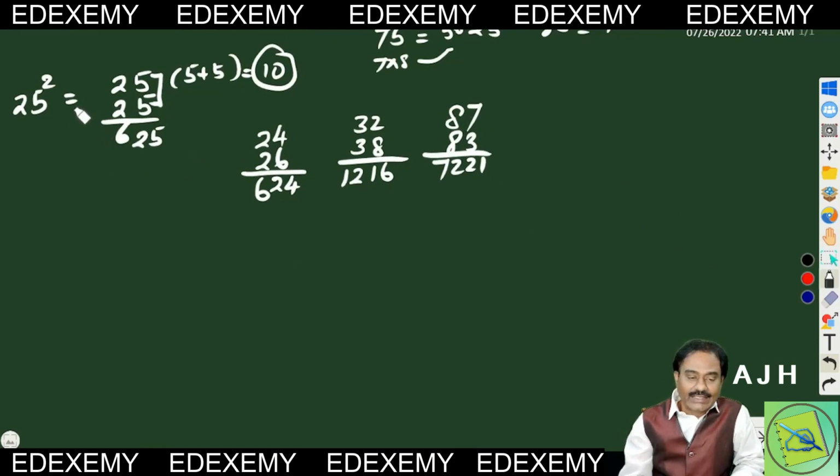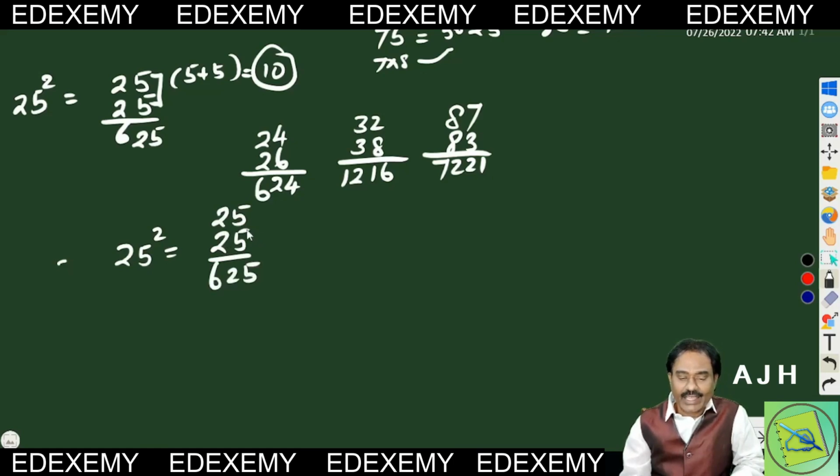Okay. Now you see here, 25 square. We will write it like this: 25 by 25, one below the other. Therefore the answer is 625. We have already seen this. Now we will see another pattern. The same thing we will do like this.